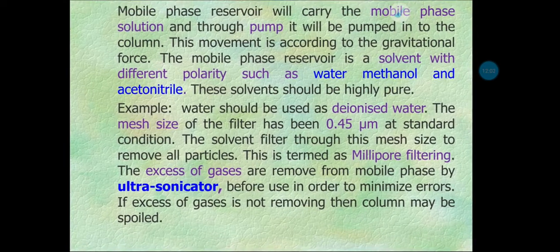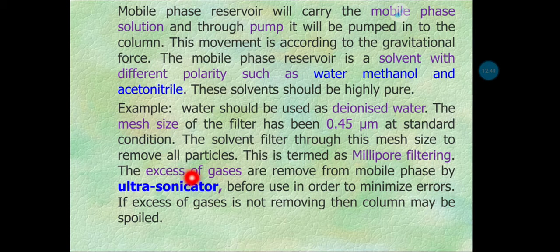In the market there are different solvents available, like LR grade, analytical grade and HPLC grade. For HPLC analysis we should use highly pure, that means HPLC grade, solvent. For example, water should be used as deionized water. The mesh size of the filter is 0.45 micrometer at standard condition. The solvent is filtered through this mesh size to remove all the particles. This is termed millipore filtration.